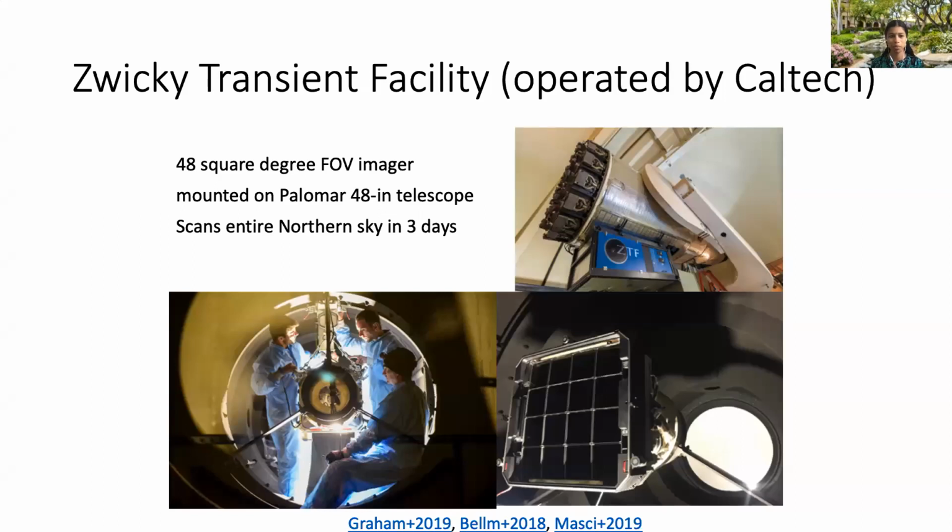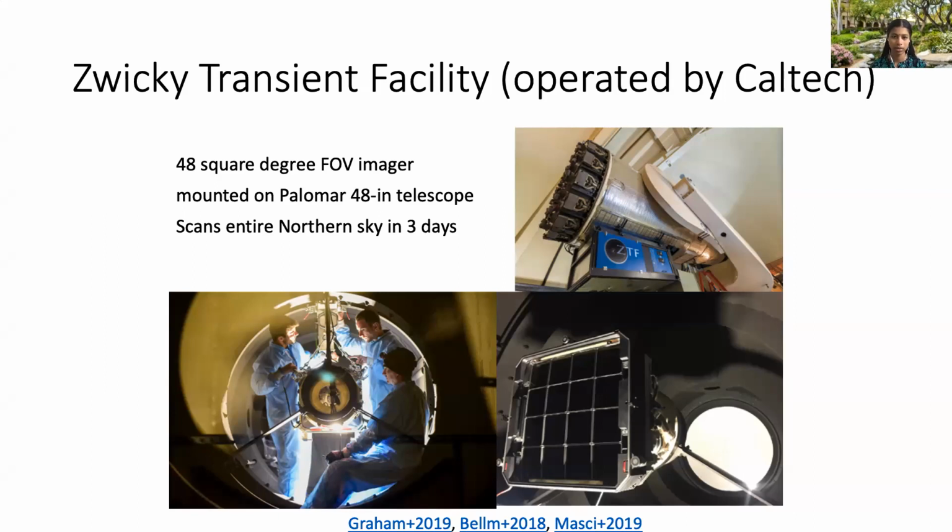So this is going to be much of a review for most of you, but just a reminder that the Zwicky Transient Facility, which is operated by Caltech, is a 48 square degree field of view imager mounted on the Palomar 48-inch telescope, and it scans the entire sky over the course of 2 to 3 days.